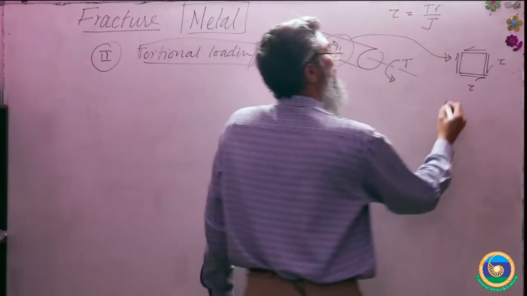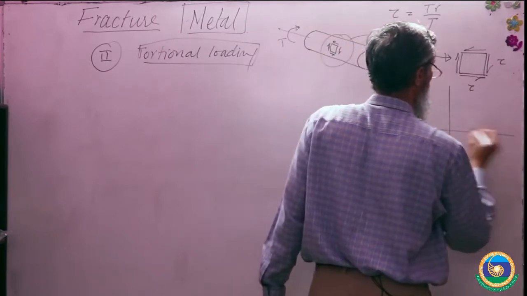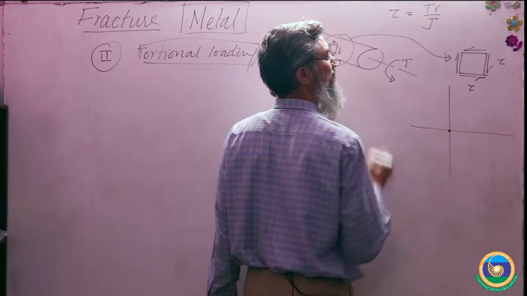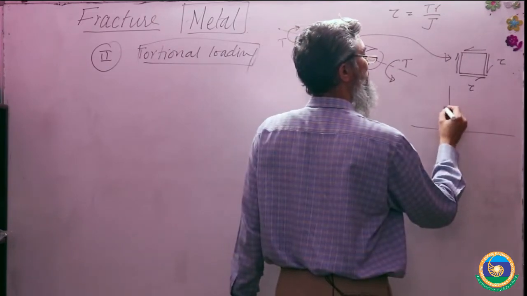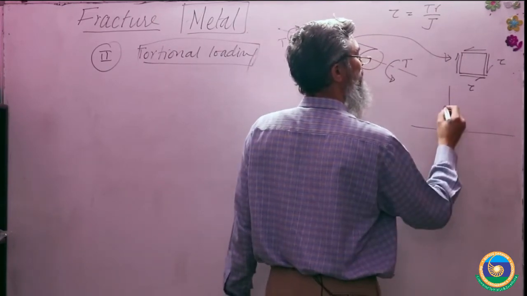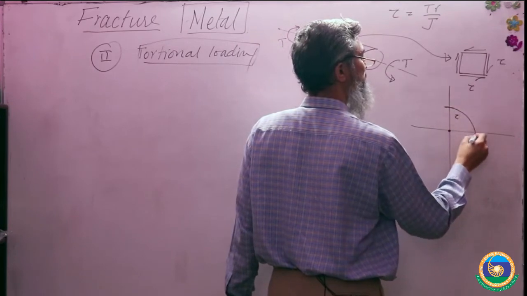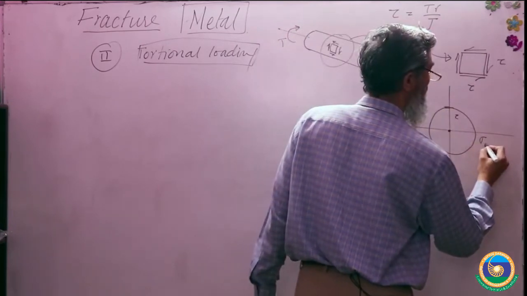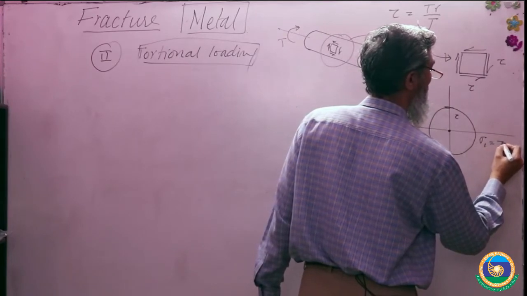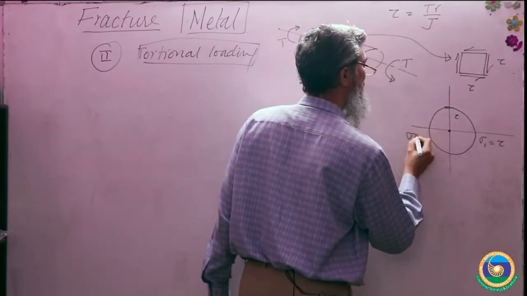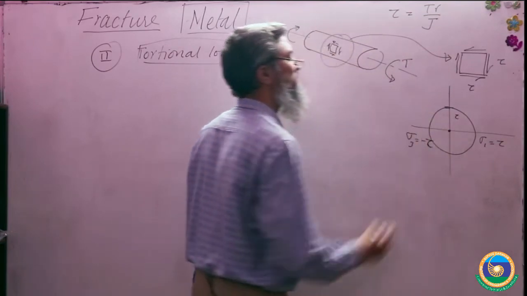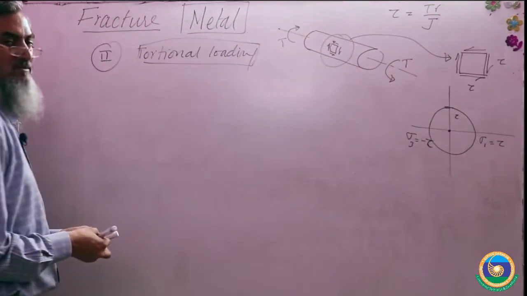Tau, tau. Let us draw the Mohr circle. There is no sigma x, 0, sigma y, 0, tau xy is tau. So the Mohr circle becomes like this. The maximum principal stress will be tau and the minimum principal stress will be minus tau, right? So this is what is happening.